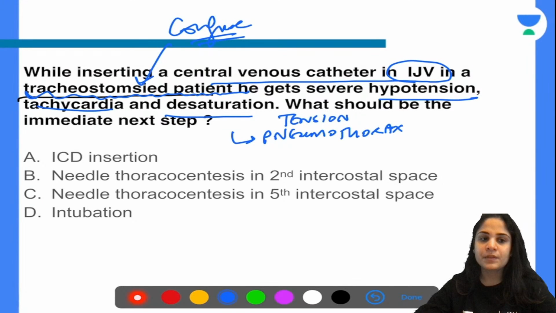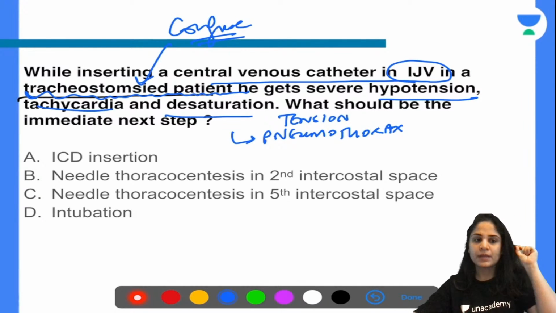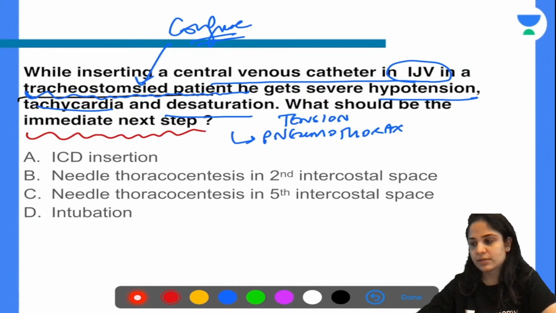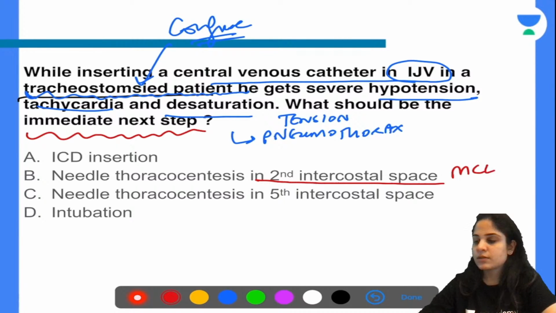It takes time to insert an ICD and it also requires skill and expertise from a surgeon. So that's why the best thing that you can do is, immediate next step when they're asking you, take a wide bore IV gauge and use it to do a needle thoracostomy. Now, the question that I always get is where exactly should you do the needle thoracocentesis? Should you do it in the second intercostal space, mid-clavicular line, or should you do it in the fifth intercostal space, mid-axillary line? So can you guys tell me what is the correct answer between the two? Because I can see a lot of you are confused over here.